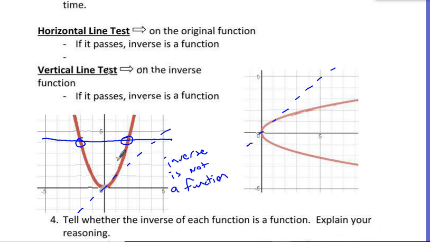If we find the reflection of this original function, or parabola in this case, over the y equals x line and graph the inverse, I could test the inverse itself with a vertical line and see that it crosses twice, and that would therefore fail and not be a function. So you can still use the vertical line test as long as it is on the inverse to determine if the inverse is a function or not. Or right from the beginning on the original function, we can run a horizontal line test to know.